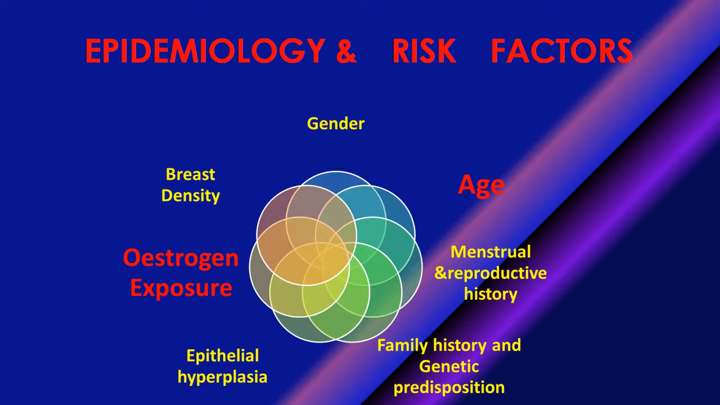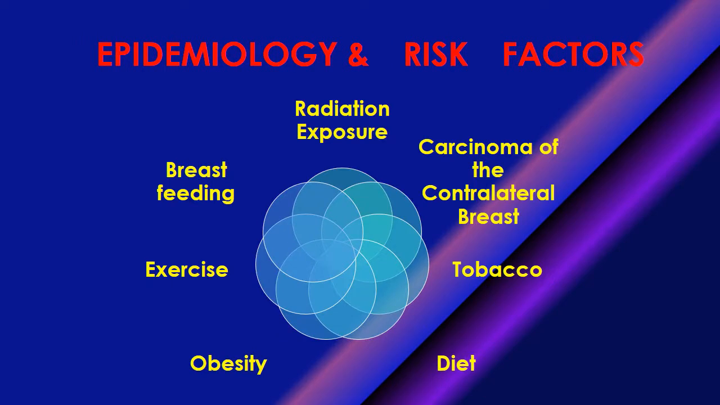Epidemiology and risk factors of breast carcinoma: age, gender, breast density, estrogen exposure, epithelial hyperplasia, menstrual and reproductive history, family history, and genetic predisposition. And also other risk factors, which include radiation exposure, breastfeeding, exercise, obesity, diet, carcinoma in the contralateral breast, and lastly, tobacco.